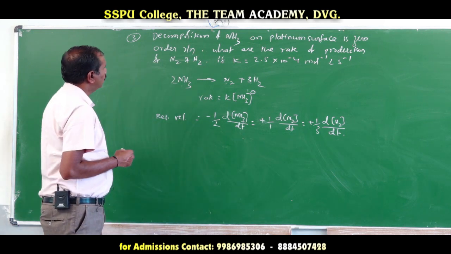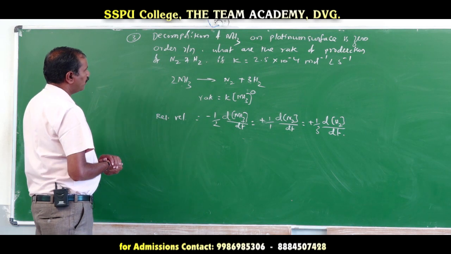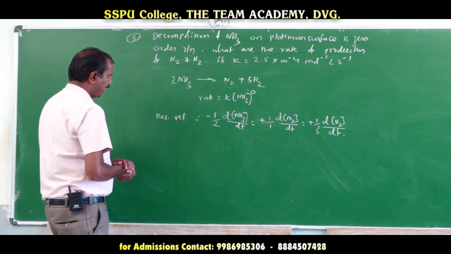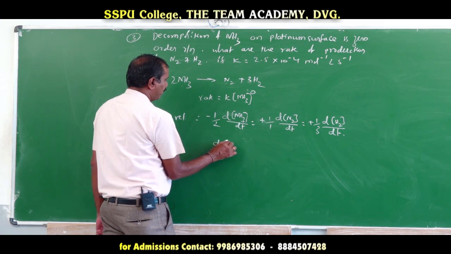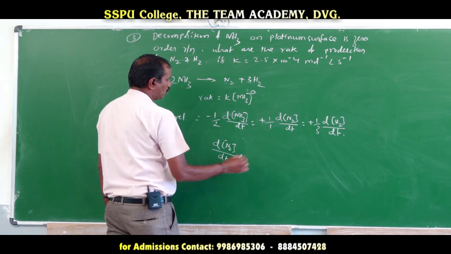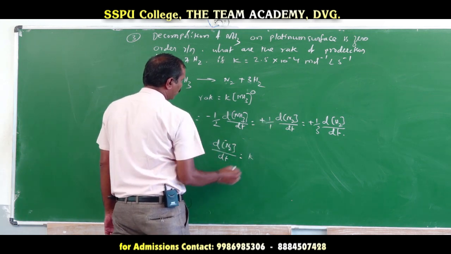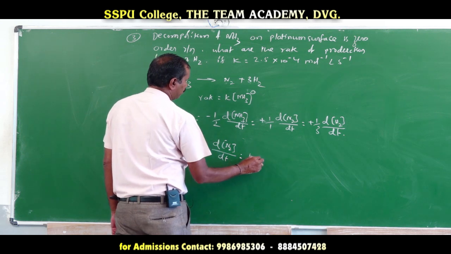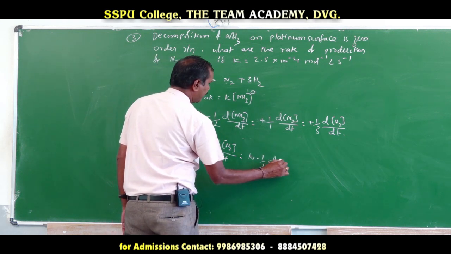So here, how to calculate the rate of production of N2 and H2, where d of N2 by dt equals k into minus 1 by 2 d of NH3 by dt.